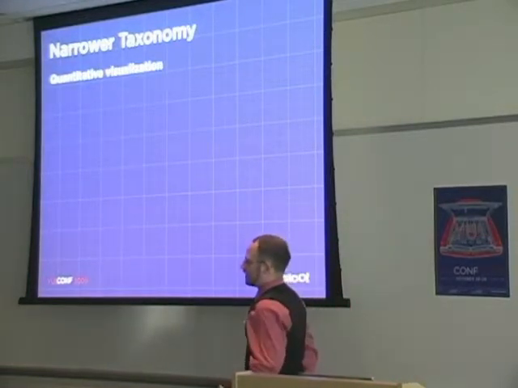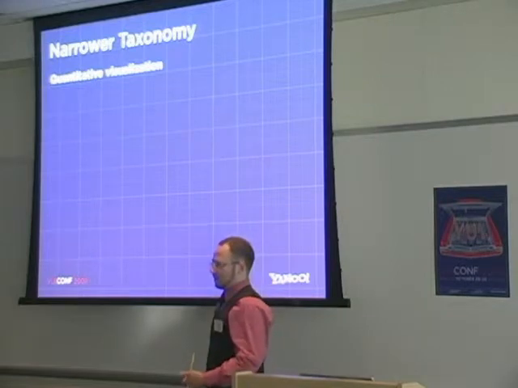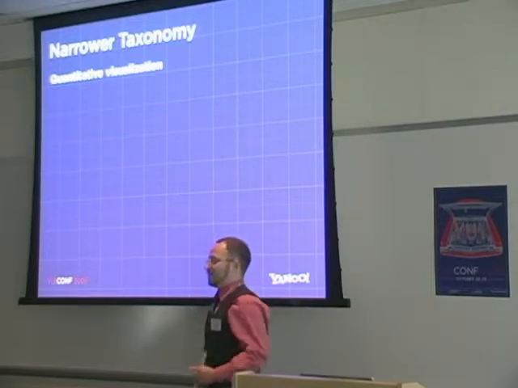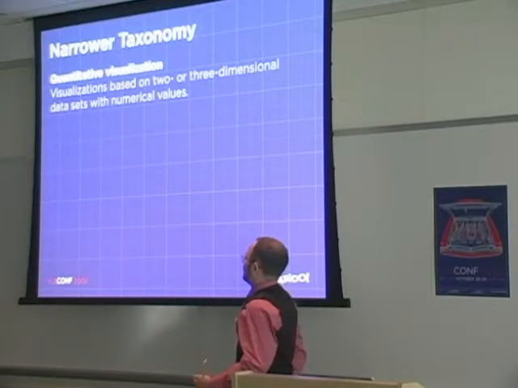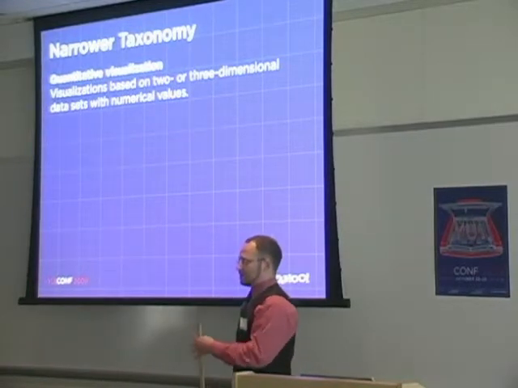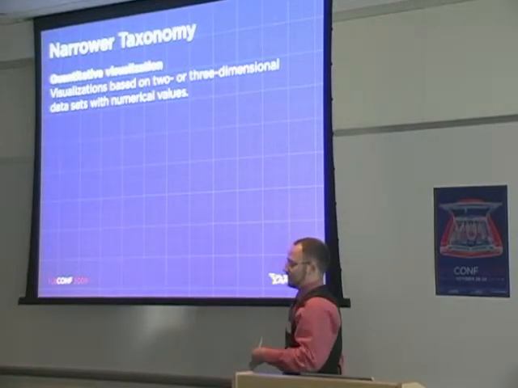The first category is quantitative visualization. That's the more popular one. You're probably looking at 95% of all cases of visualizing information. And we're talking about Cartesian charts, visualizing any numerical data.